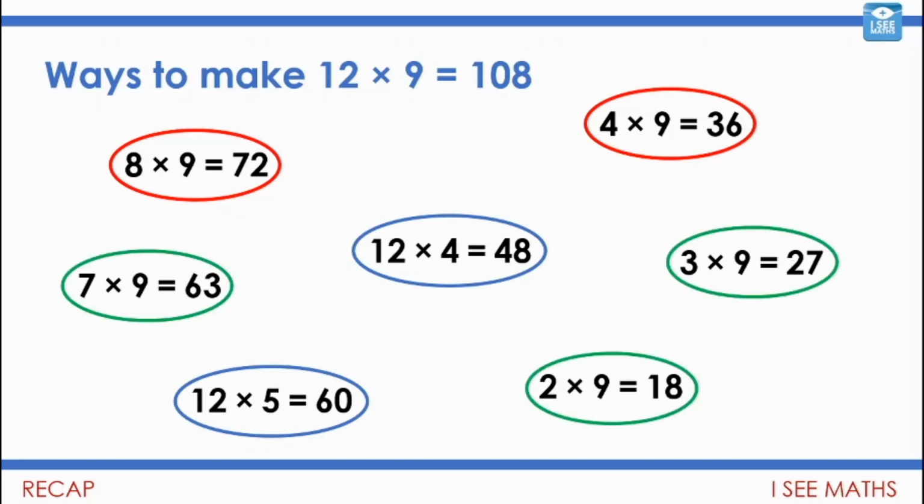And then actually we can combine these three. 7 lots of 9 and 3 lots of 9 is 10 lots of 9. And 2 more lots of 9, that's 12 lots of 9 in total. Lots and lots of different ways, of course, it can be done.